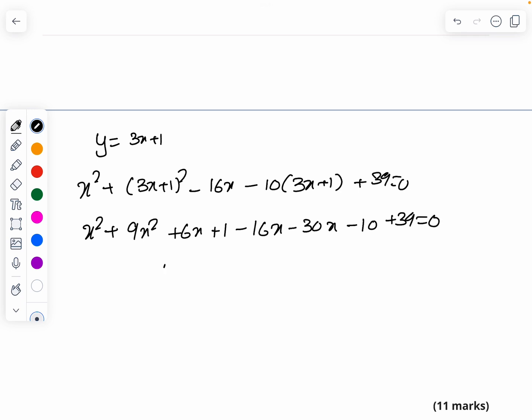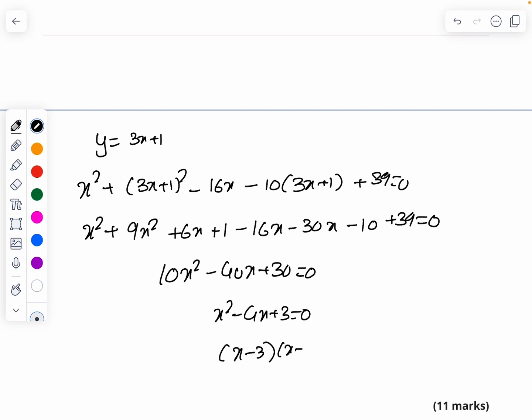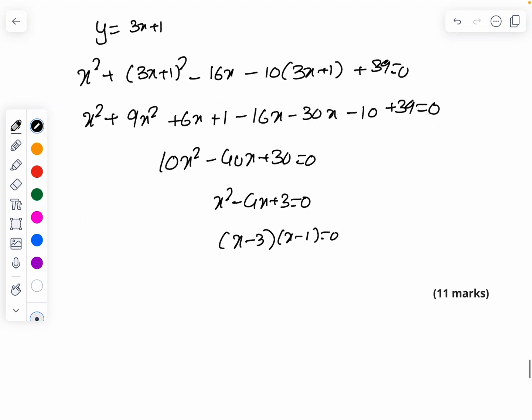So what does it become? 10x square minus 40x plus 30 equals to 0. x square minus 4x plus 3 equals to 0. (x minus 3) times (x minus 1) equals to 0. So either you get x equals to 3, x equals to 1. If x equals to 3, what is the y value? 3 times 3 minus y equals to negative 1. We need to get the value of y.